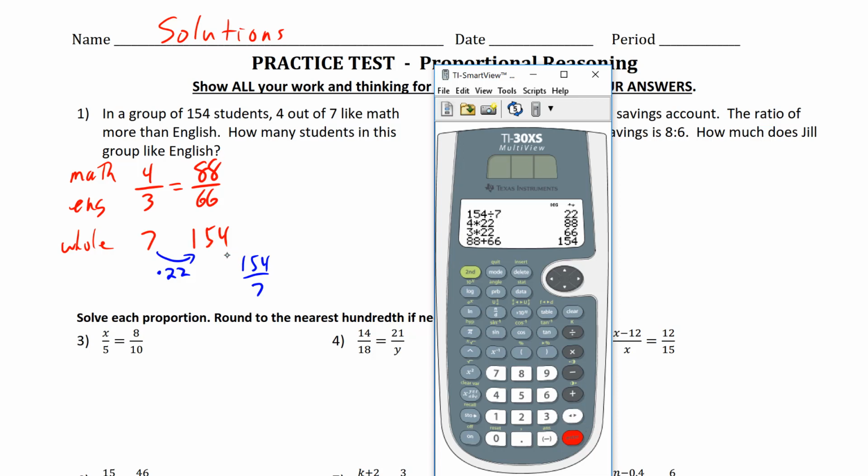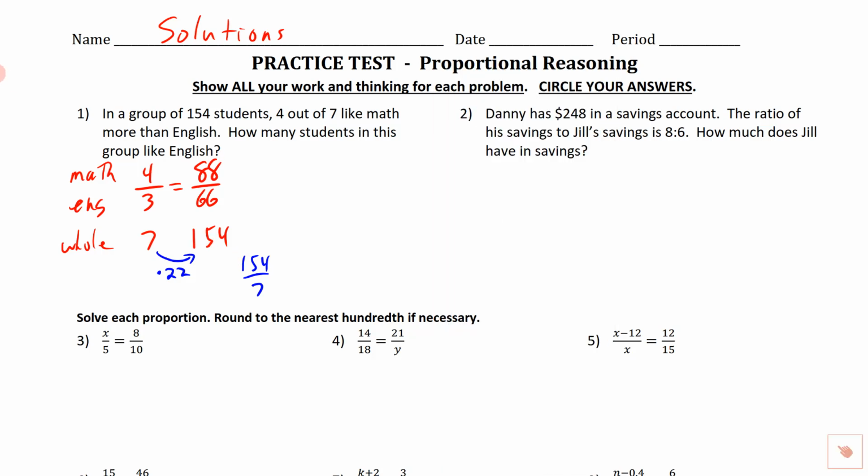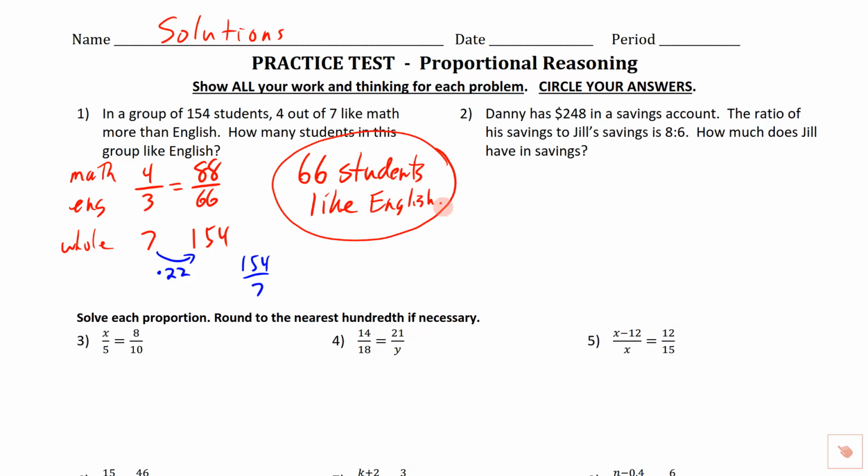So it says how many in this group like English? So the answer on that one is 66 students like English. So we're going to write 66 students like English. Oops, I guess I ought to capitalize that, right? So English. Okay, so we'll go ahead and circle that right there, and then we'll take a look at the next one.